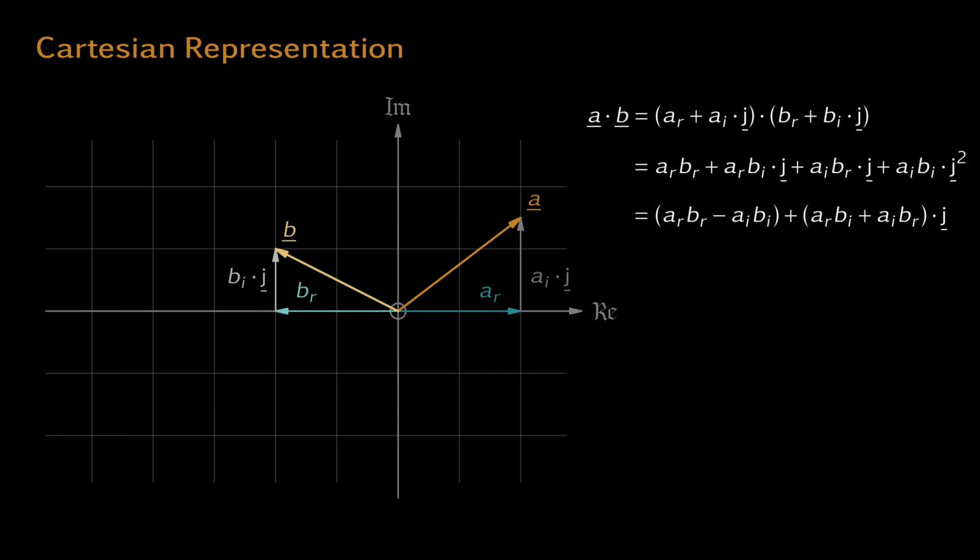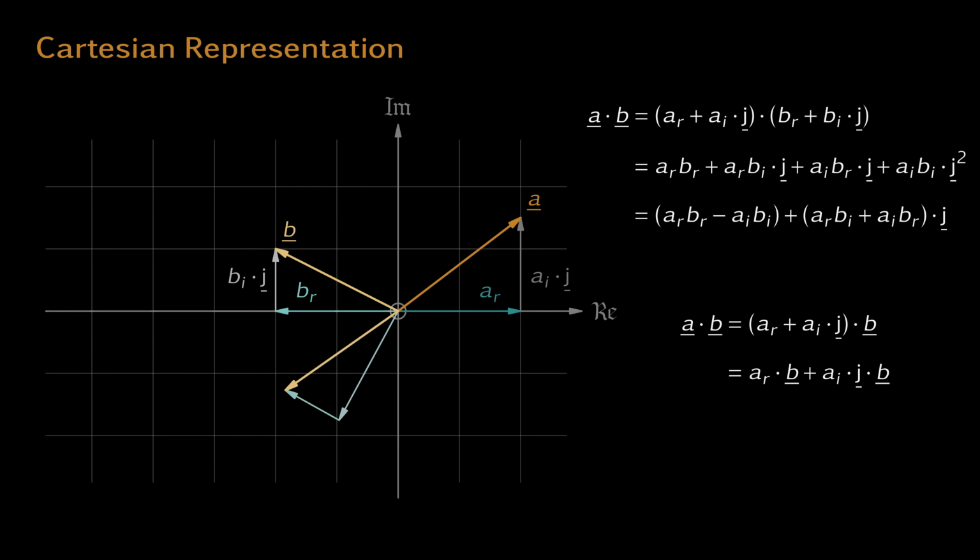This is a very strange combination of the real and imaginary parts of A and B, and it makes no sense to memorize it because we can always reproduce it by multiplying out and using J squared equals minus 1. But does this really multiply the lengths of A and B and add their angles? To simplify, let's do only the first step and ignore the components of B. We get AR times B plus AI times J times B.